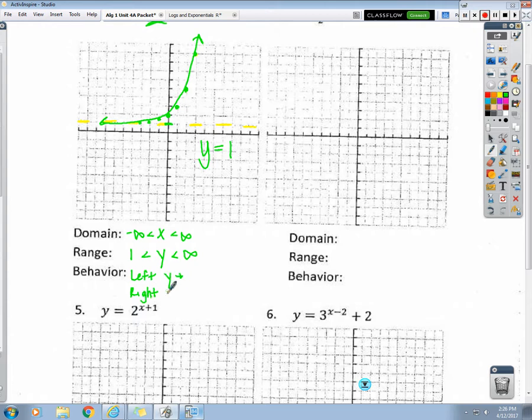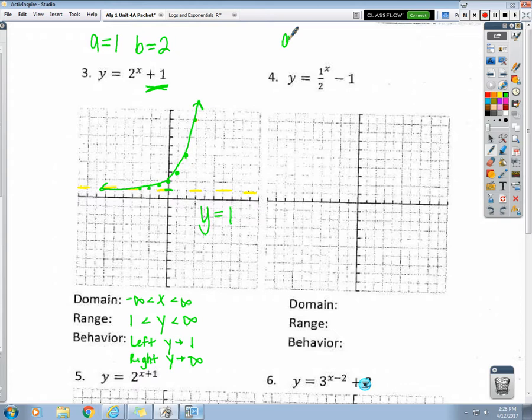If you go to the left side of this exponential curve, the y values are approaching 1. Okay, on the left side is where they're all approaching the asymptote. On the right side of the curve, they're all approaching infinity. Okay, take a second and try number 4 by yourself.